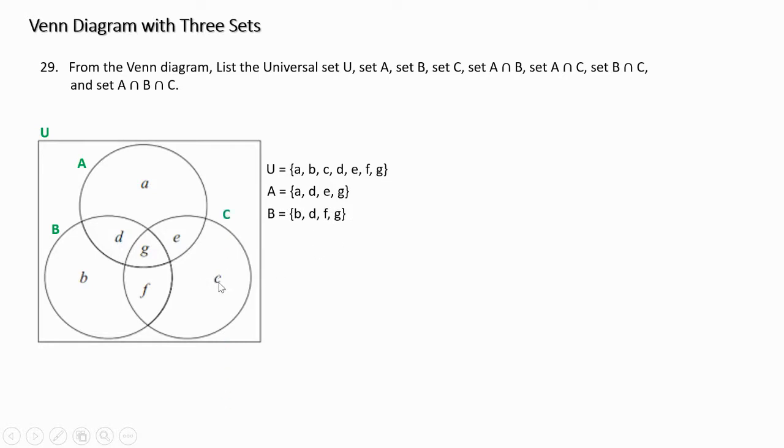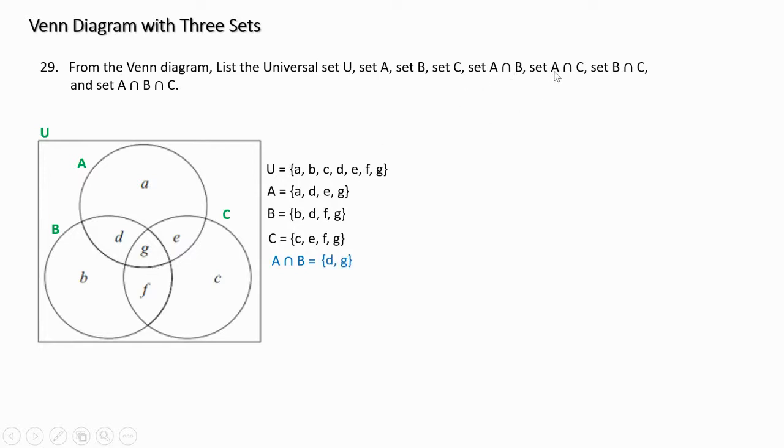Set C is going to be C, E, F, G. Okay, now let's find A intersects B. What do set A and set B have in common? So it's this part here. So A intersects B is going to be D, G.